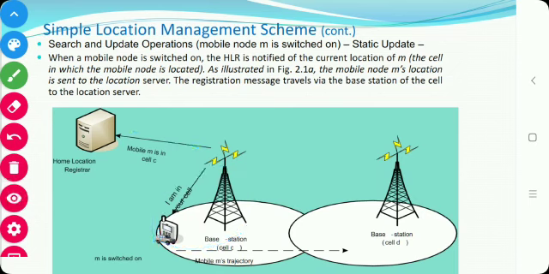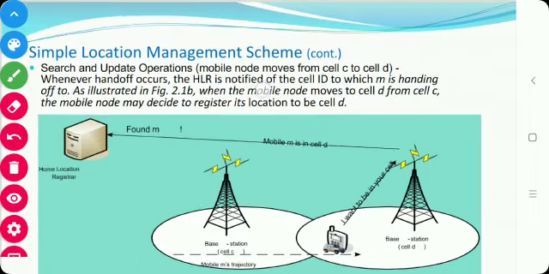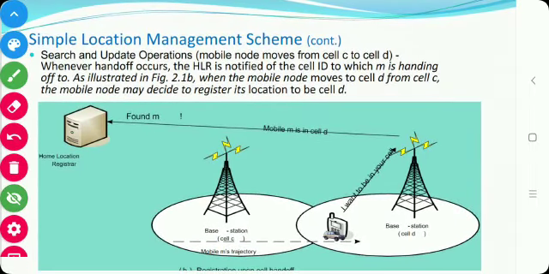Second case, search and update operation: mobile node moves from one cell C to D. Whenever handoff occurs, the HLR is notified of the cell ID to which M is handing off. As shown in the figure, the mobile node moves from cell C to cell D, and the mobile node may decide to register its location to the cell ID. So it is dependent on the mobile node.